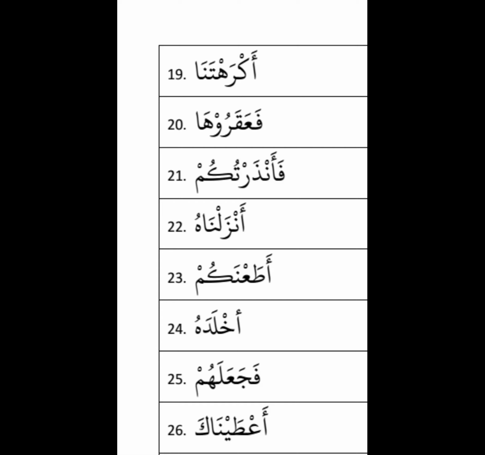فَأَنْدَرْتُكُمْ. So fa is not part of the word, right? It is a harf, which is a beginning harf. So أَنْدَرْتُكُمْ. You've got to remove the kum first to see whether kum is an attached pronoun or not. When we separate it, we are left with أَنْدَرْتُ. So is a tu ending in the past tense chart?